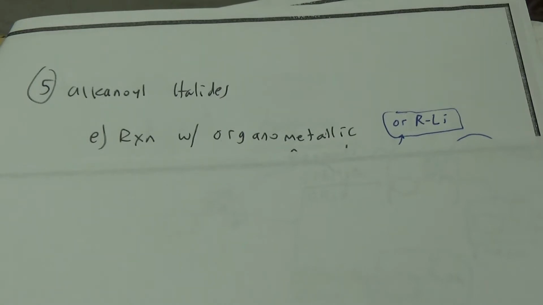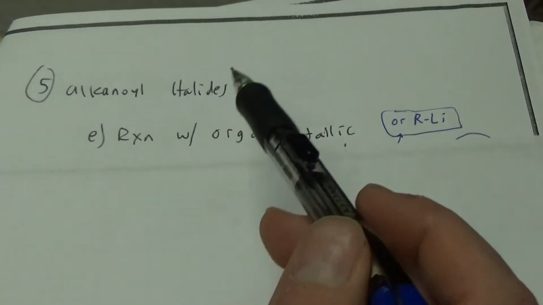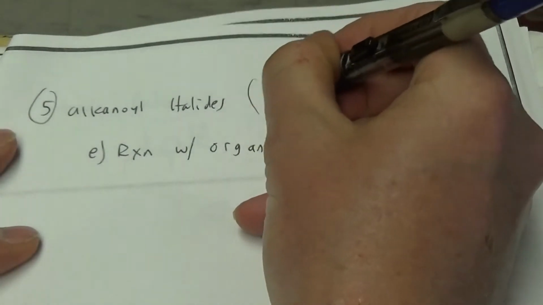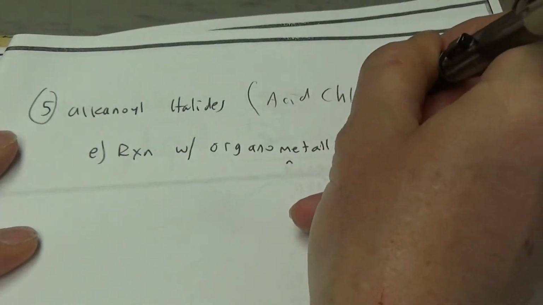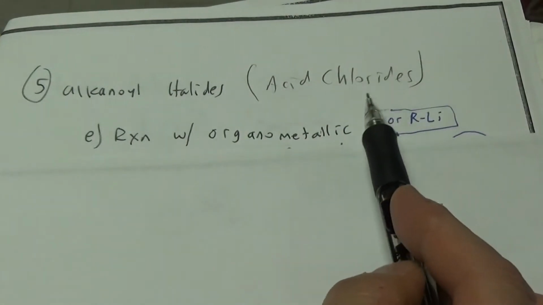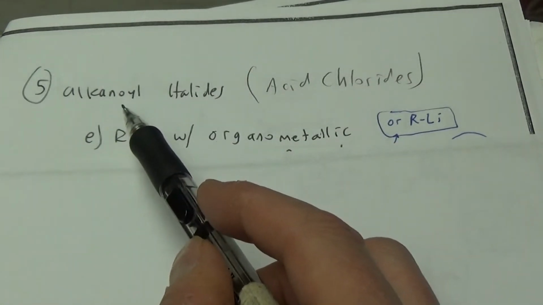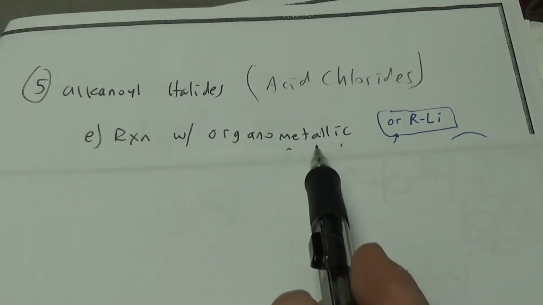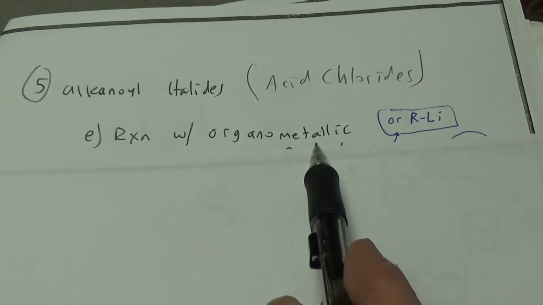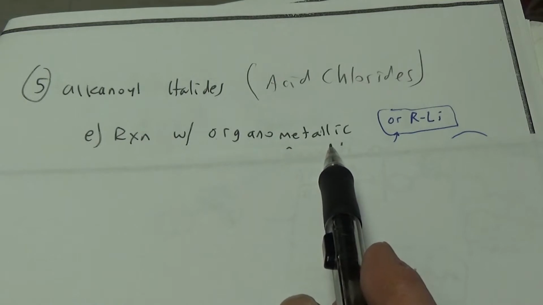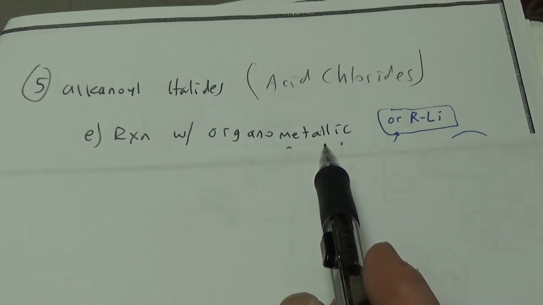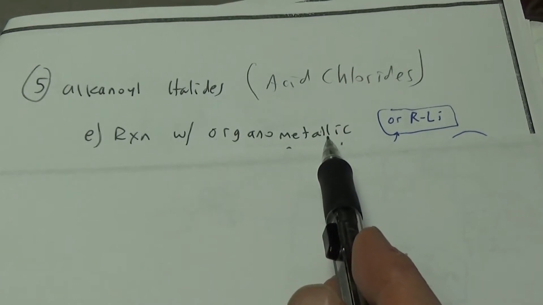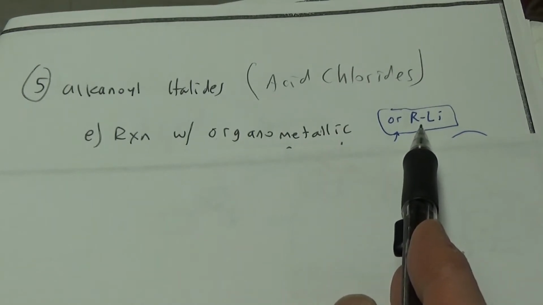One of the things we were talking about last time was that alkanoyl halides, or you could more generally just say acid chlorides, are the big ones. It could be bromides, whatever, but we're generally focusing on chlorides. Alkanoyl means like an alkane, and it's more broadly just the acid chloride functional group. They react with organometallics. Grignards, which are R-MgBr, and organolithiums, which are R-Li, will usually do the same thing.